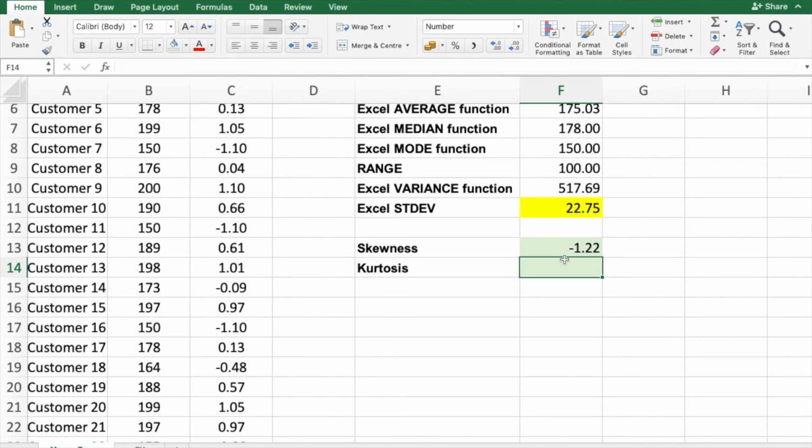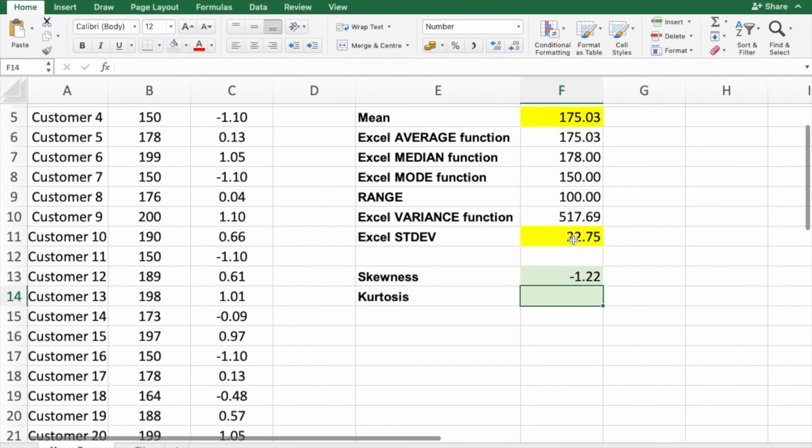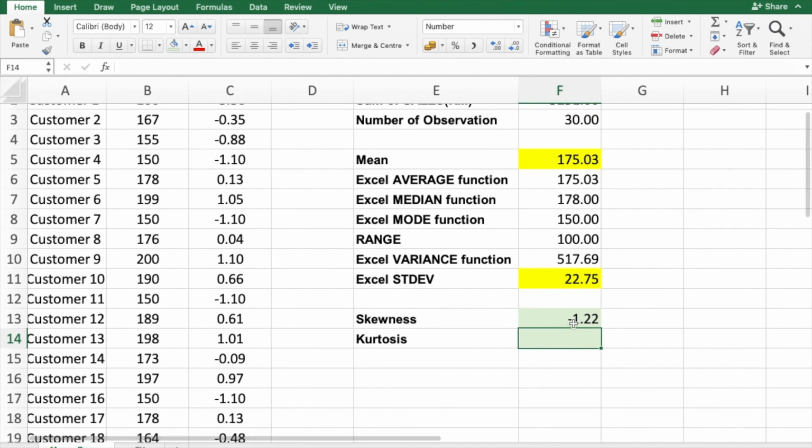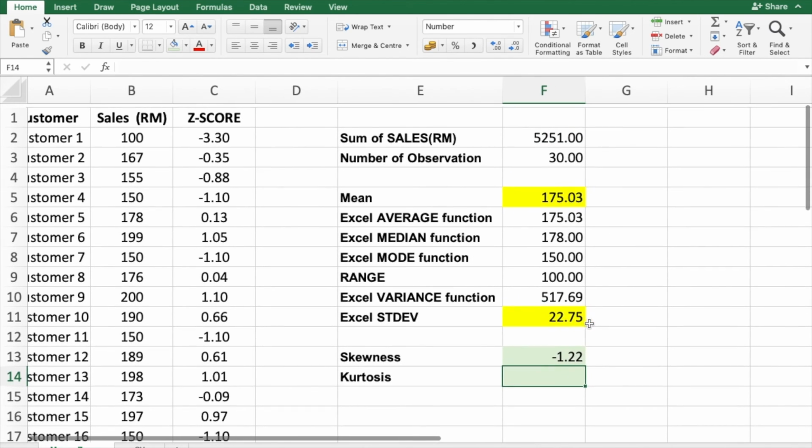So what does that negative sign say? The negative sign says that the tail is much more longer on the negative side, so on the left-hand side. So it means that it's negatively skewed. And if you see, the value is 1.25, it means that we can say there is high level of skewness.